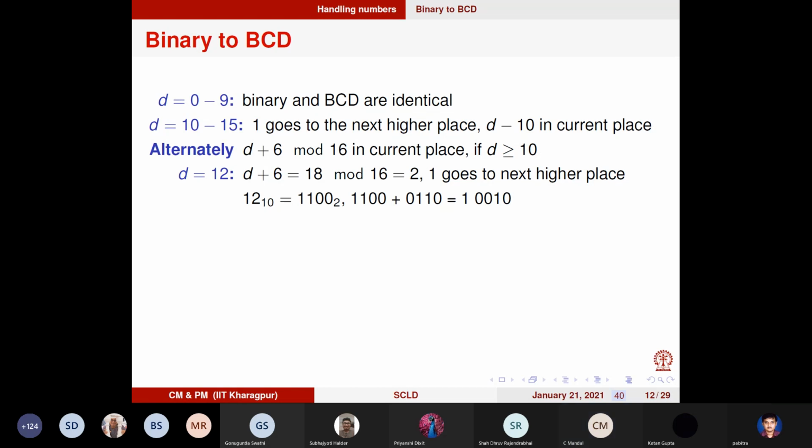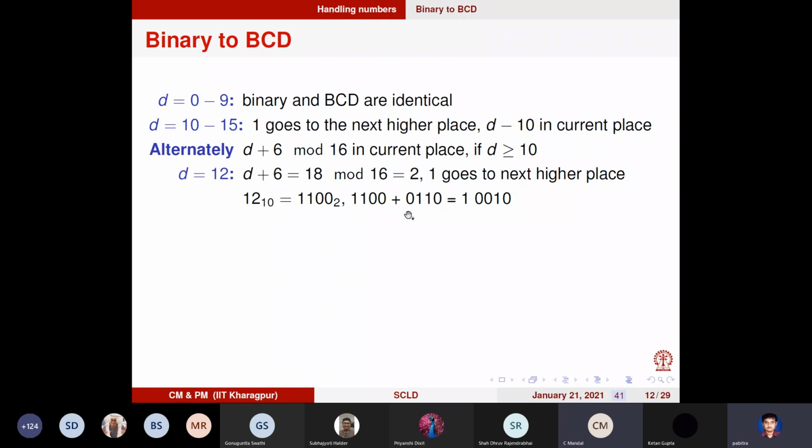All right. So let's take this example, D equal to 12. What we will do, we'll first add 6 to it. You get 18 and mod 16 is 2. The 1 goes to the next higher place. So let us think of it like this. D is 12, so the binary for D is 1100. And you add 6 to it, that means add 0110 to it. This is 6, this is 12, both in binary.